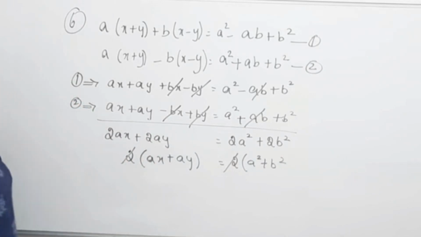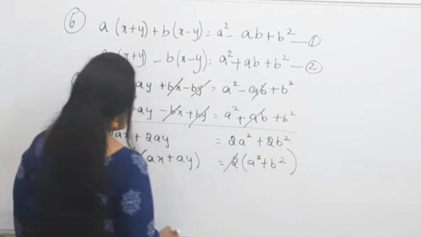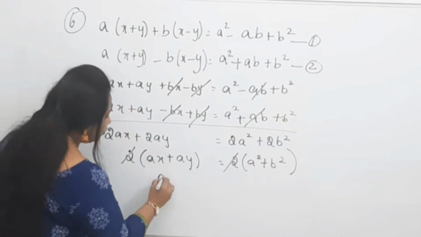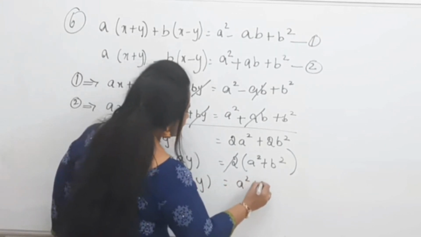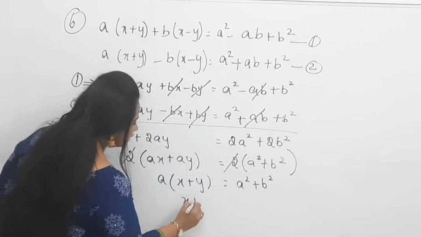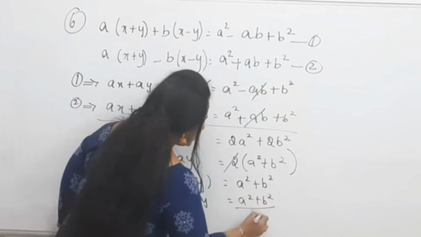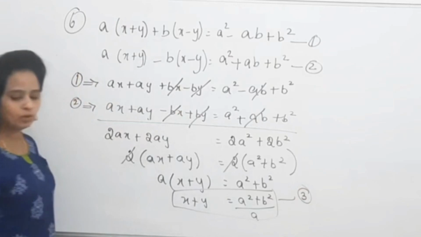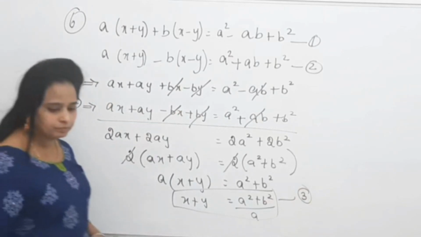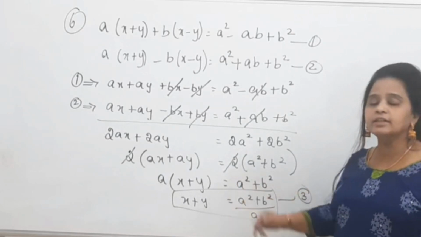So the 2 gets cancelled. Now my equation is ax plus ay is equal to a square plus b square, and I know a is common here. x plus y is equal to a square plus b square, that means x plus y is equal to a square plus b square divided by a. This is my third equation. So I derived another equation from the given equations.